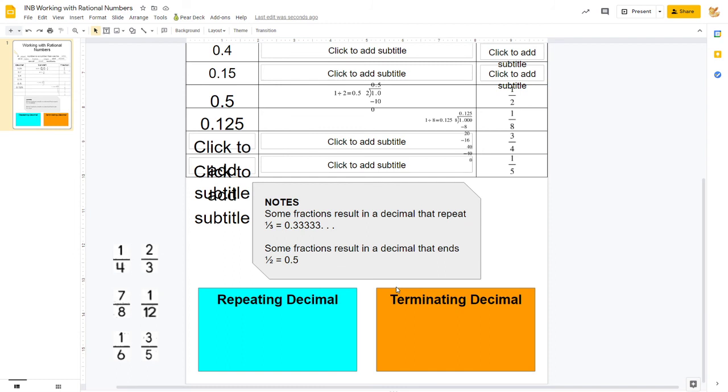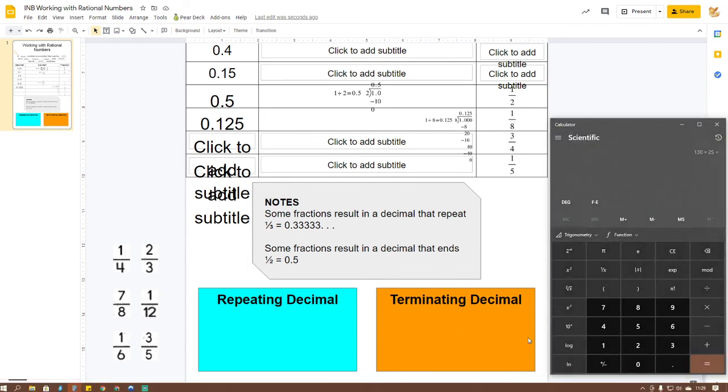Now, that does not mean that all odd number denominators, bottom numbers, go in repeating and all even ones go in terminating. That is not true. So the ones I'm going to be doing are the ones down here, 1/6 and 3/5. So the first one I'm going to do is 1/6. So I'm going to pull up a calculator and I'm just going to type it in, 1 divided by 6.